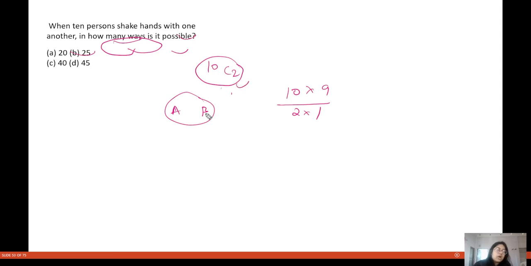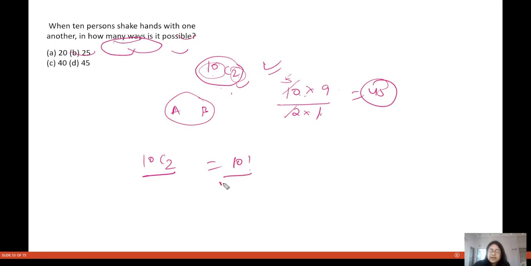Whenever you are doing a combination, what you can do is expand the numerator as many times as the lower number, so two times for two digits, 10 and 9, and divide by 2 into 1. That also gives you your value. Because 10C2 is given by factorial 10 divided by factorial 2 into factorial 8. So basically 10 into 9 into factorial 8, and factorial 8 in the denominator, so just cancel these, and you get 45.